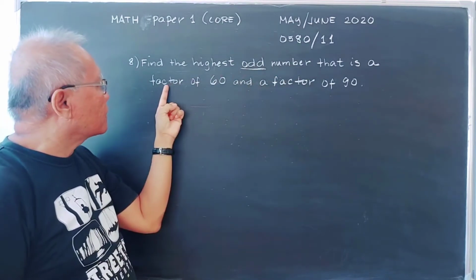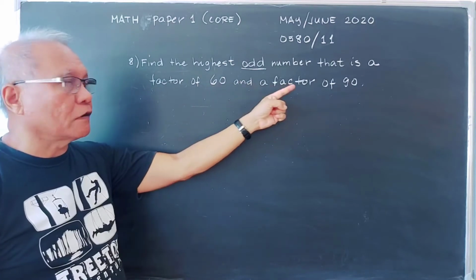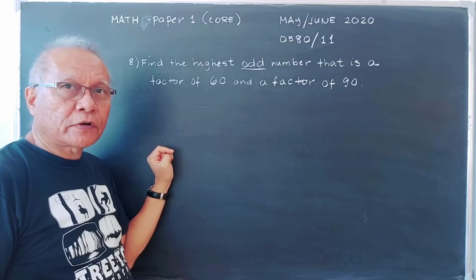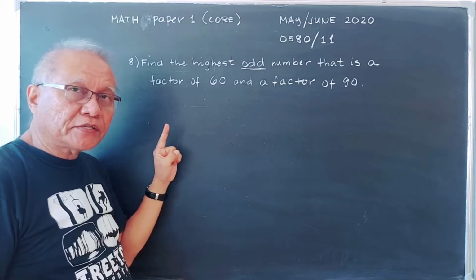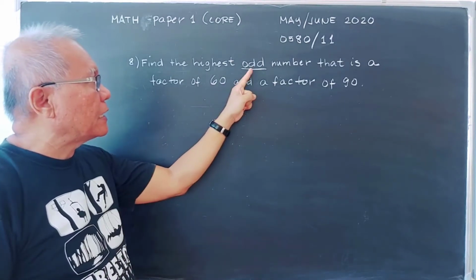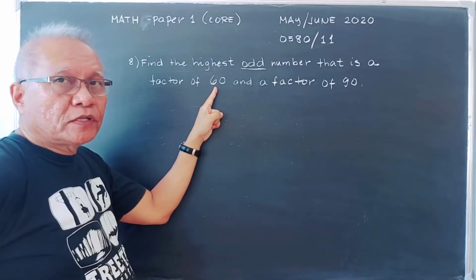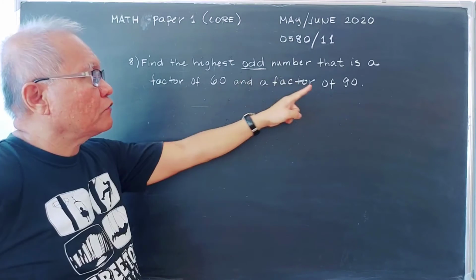Number 8, we'll find the highest odd number that is a factor of 60 and a factor of 90. This is the highest common factor, but the highest common factor must be an odd number. So if we have this one, we can have the complete factoring of 60 and 90.